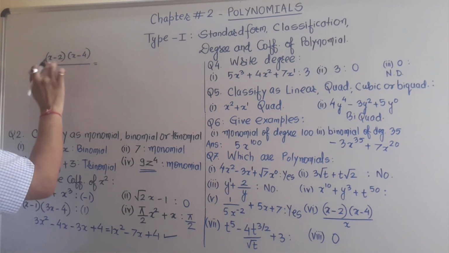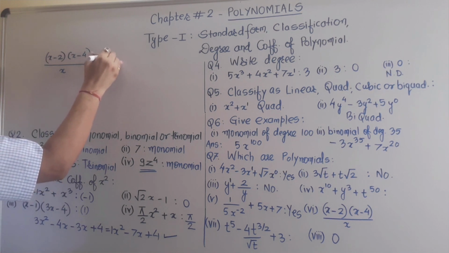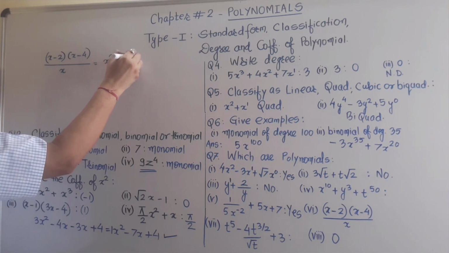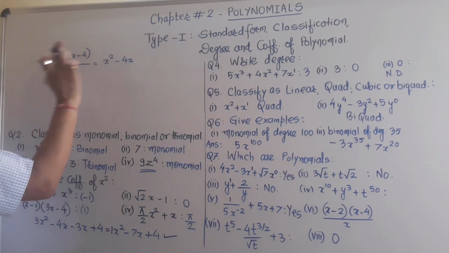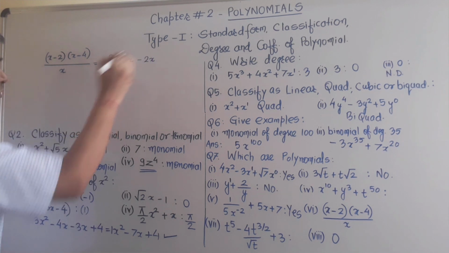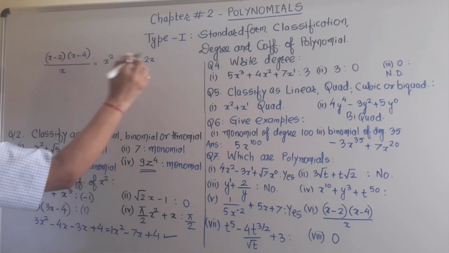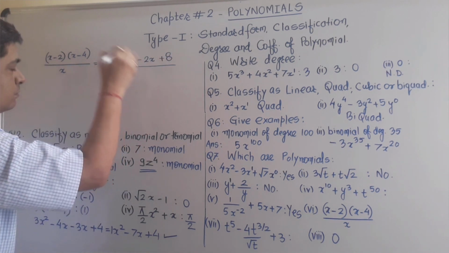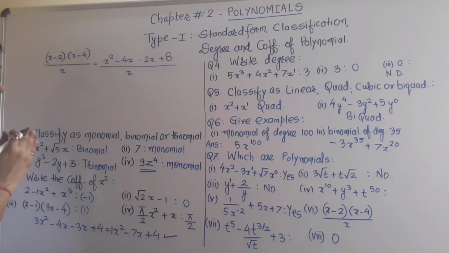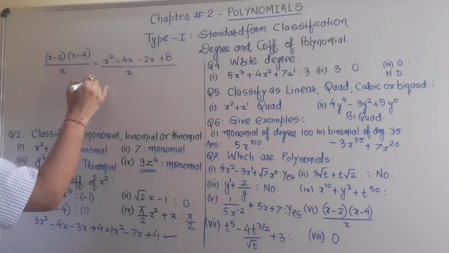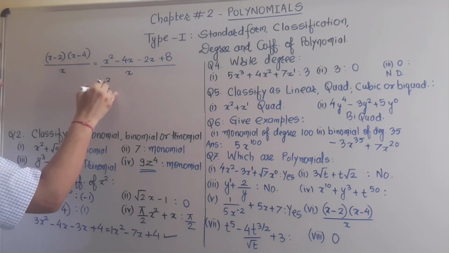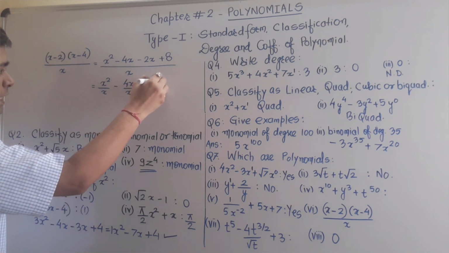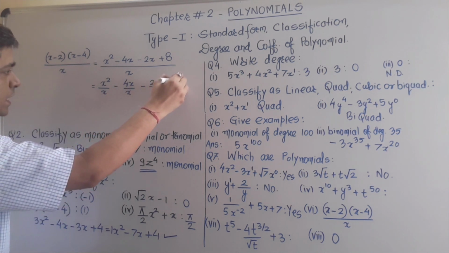So see, x I will multiply into x, that will be x square. X I will multiply into minus of 4, that will be minus of 4x. Minus of 2 multiply into x, that will be minus of 2x. And minus of 2 multiply into minus of 4, so minus minus plus, that will be plus 8. It will become divided by x. Okay, now separate the terms. This will be x square upon x minus 4x upon x minus 2x upon x and plus 8 upon x.